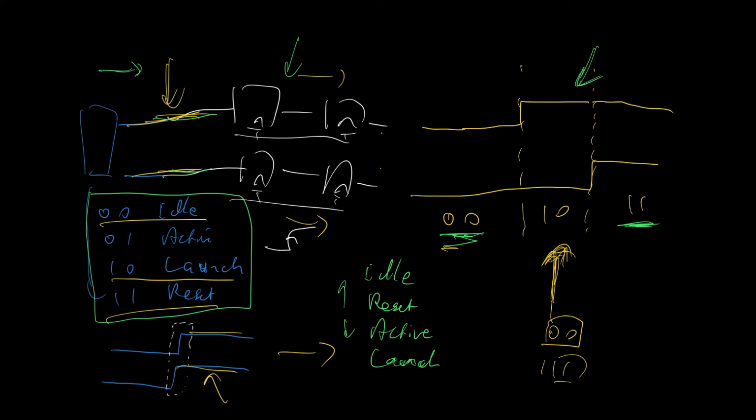So idle, we can just give it 00. Reset, we can only change 1 bit at a time, so let's do 01. Active, we cannot call this one 10 because that would mean that both bits had to change. So I call active 11. And then for launch, I'm only allowed to change 1 bit and I need a unique code. And so the only thing I've got left that meets all those criteria is 10.